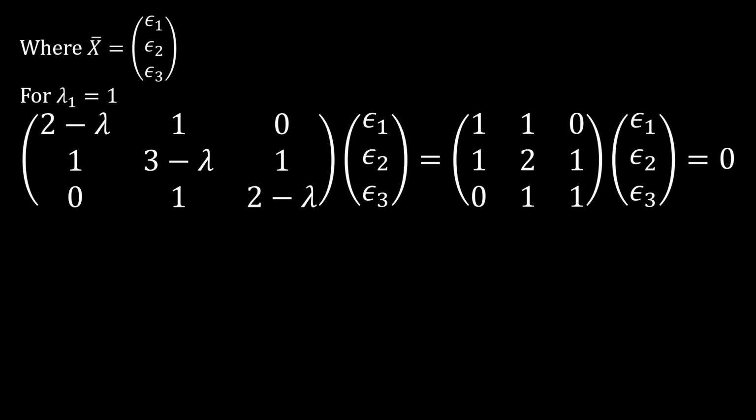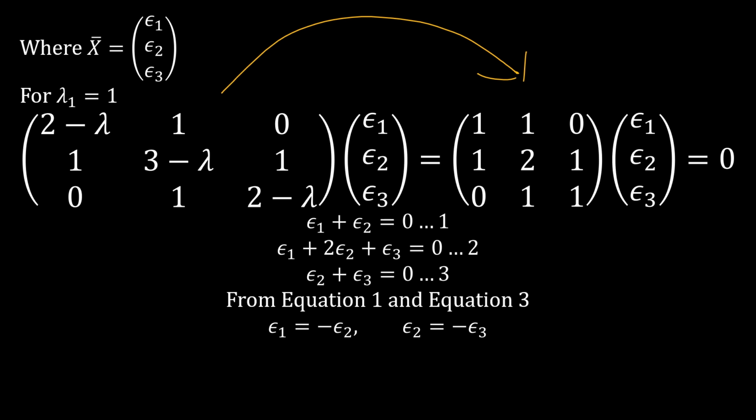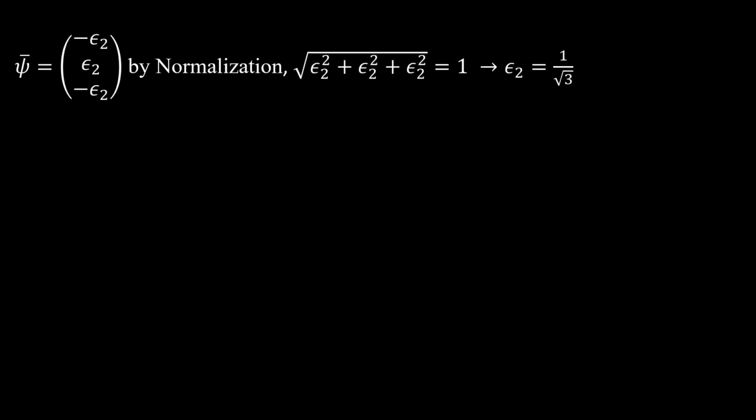So when lambda is 1, if we substitute 1, then this expression here, this matrix, becomes this matrix. If we solve this by matrix multiplication, we are going to have these expressions. So from equation 1, E1 is equal to negative E2. And from equation 3, E2 is going to be equal to negative E3. So this expression for our eigenvector becomes this.